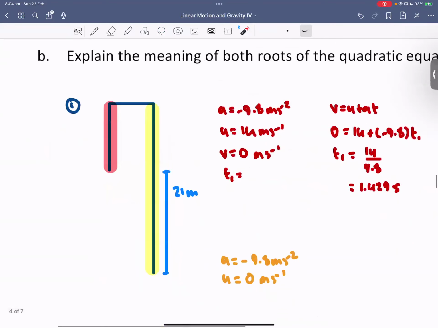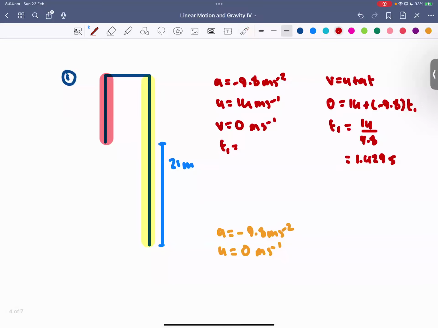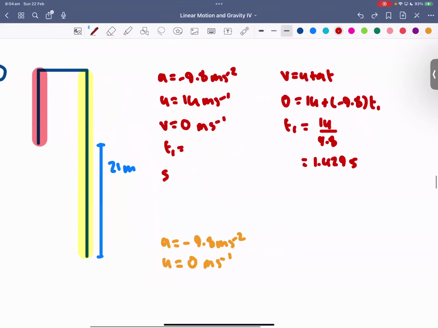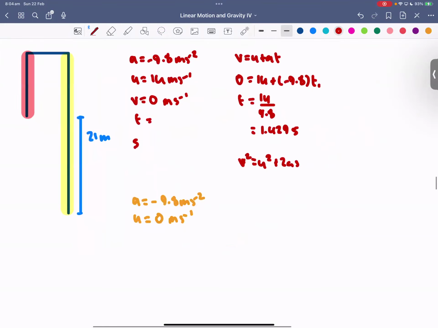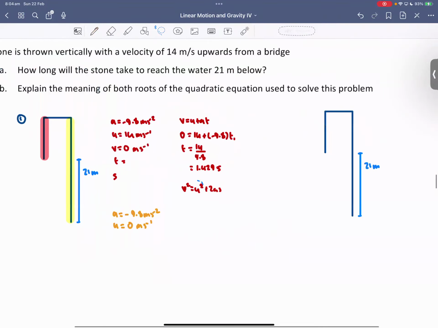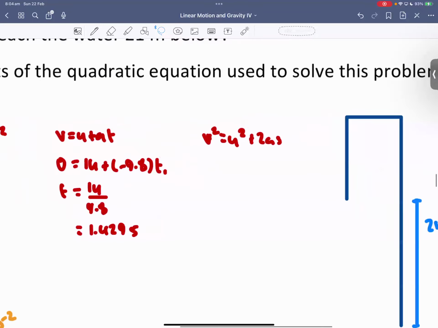Alrighty, so I'll call it S, or S1, whatever. It's just S1 that should do the job. So guys, let's find out the S for the red part of the journey. So I guess I'll do S equals UT plus half AT squared. Or, if you really want to, you can do V squared equals U squared plus 2AS, because that way it doesn't use the T from before. So there's no rounding error at all. So V was 0.